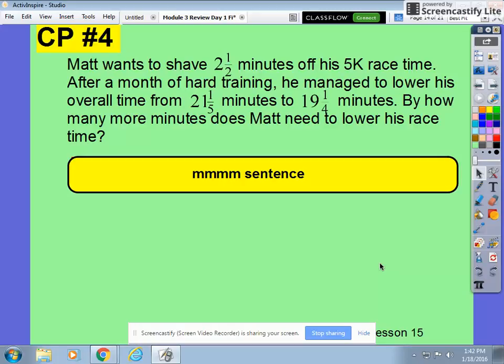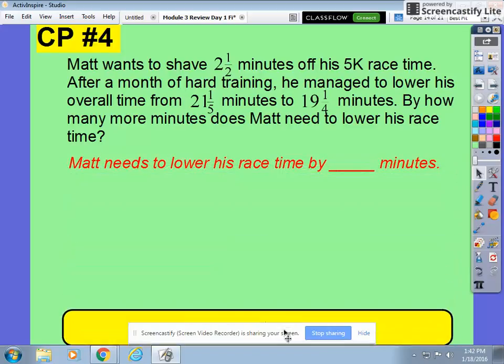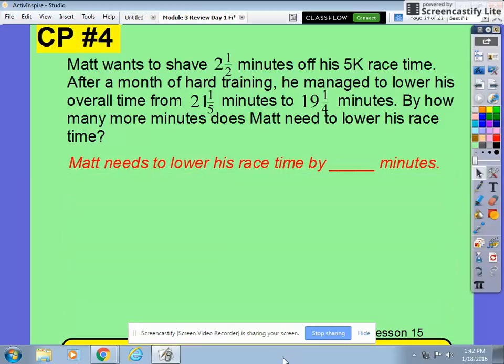So he wanted to shave his time by 2.5 minutes. Let's look at this sentence. We have Matt needs to lower his race time by blank minutes. So we know that his goal was to take off 2.5 minutes. His goal was to take off 2.5 minutes off his time.